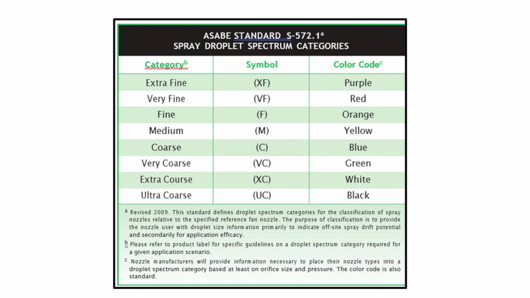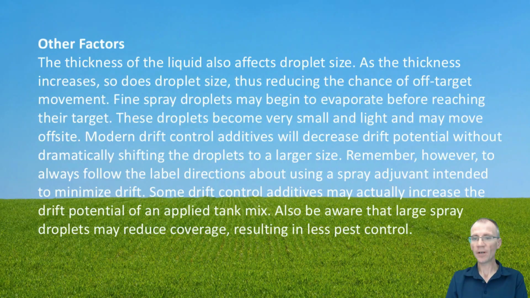This chart gives you the information to select the proper nozzle for an application. Brass spray tips typically have the size stamped on the end, while plastic tips are color-coded. Please take a few moments to review this chart. Thus reducing the chance of off-target movement.